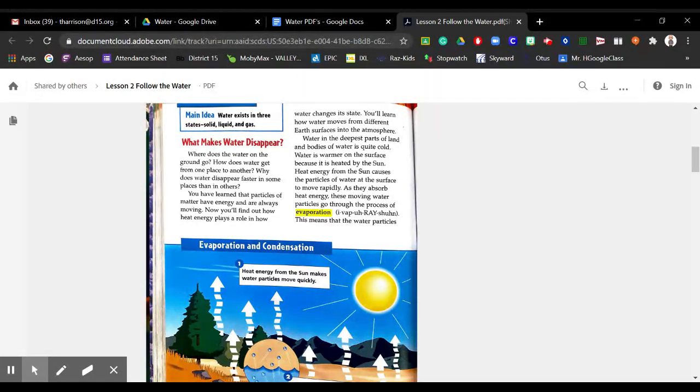You have learned that particles of matter have energy and are always moving. Now you'll find out how heat energy plays a role in how water changes its state. You'll learn how water moves from different Earth surfaces into the atmosphere.